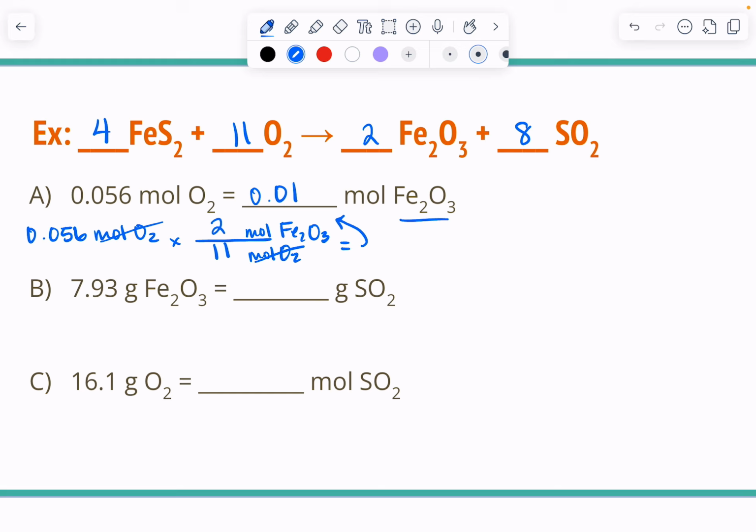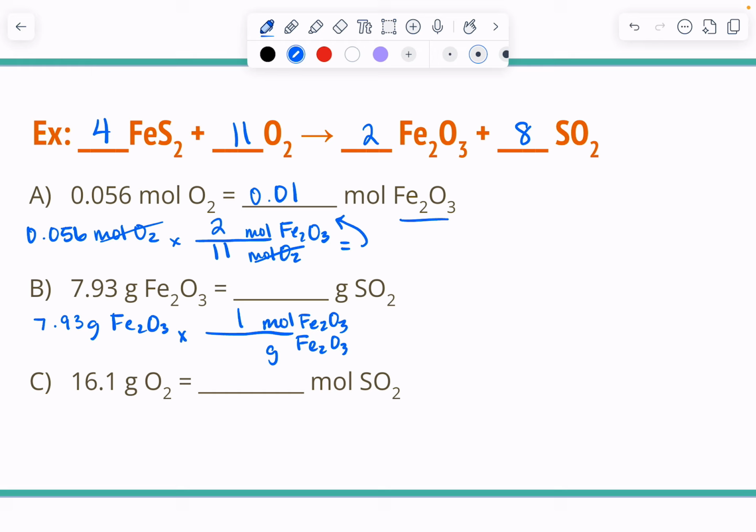Next, we're going to be going from grams to grams. So a few more steps. We're starting with our grams of Fe2O3, and if we're in grams, we need to get to moles. Moles has to be somewhere in this problem. So our first step is going to be using the molar mass of Fe2O3 to turn it into moles.